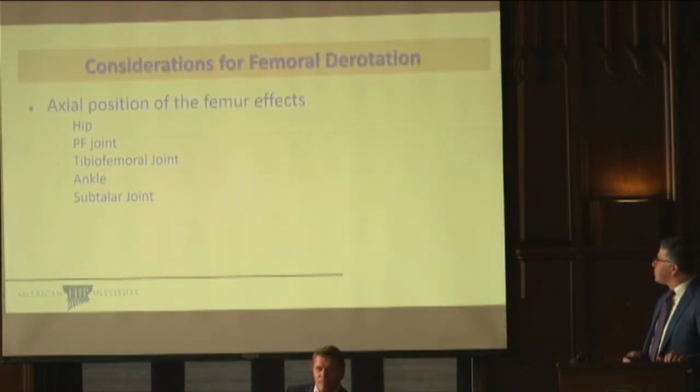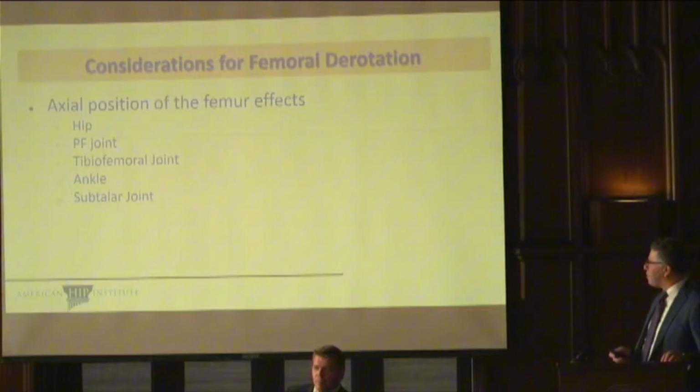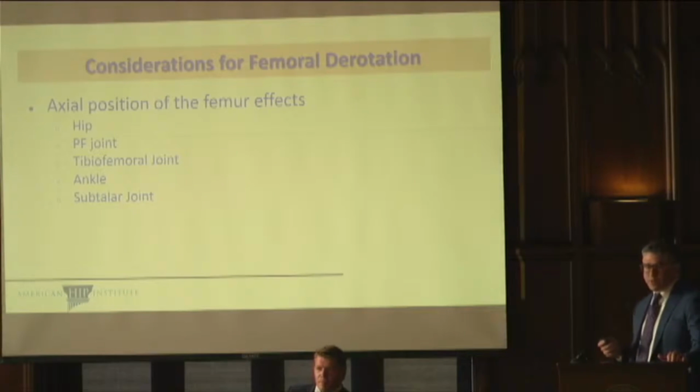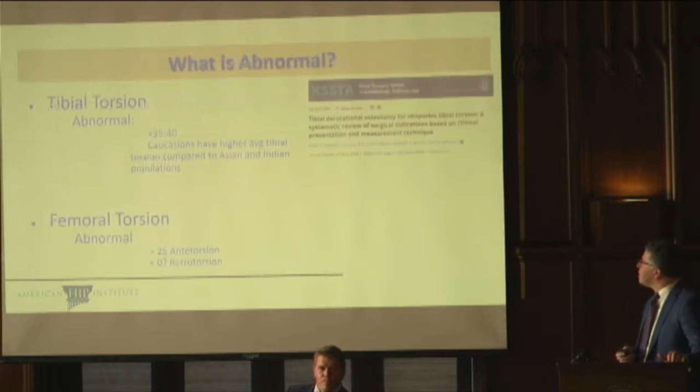So considerations for femoral derotation, femoral version issues. The axial position of the femur affects obviously not only the hip, but also the patellofemoral joint, the tibiofemoral joint, the ankle, and subtalar joint. And any consideration for changes in one has to be balanced with consideration of how that's going to affect downstream components. So starting out, what is abnormal?